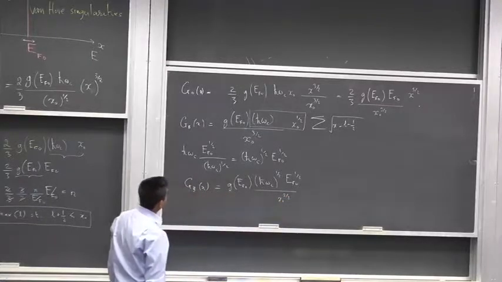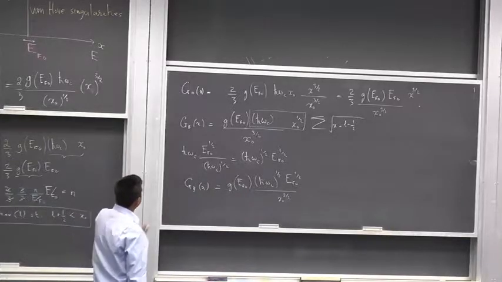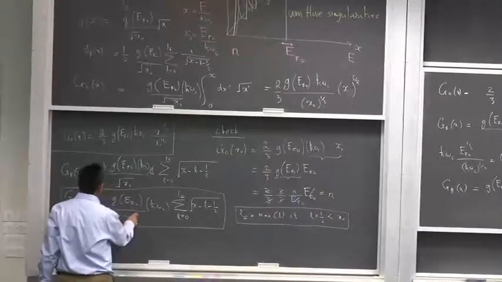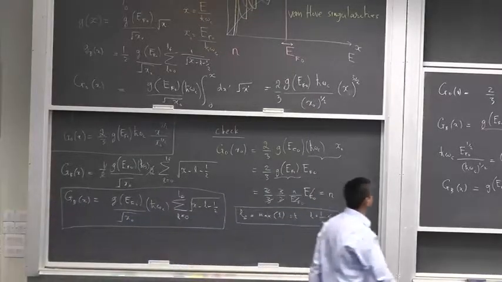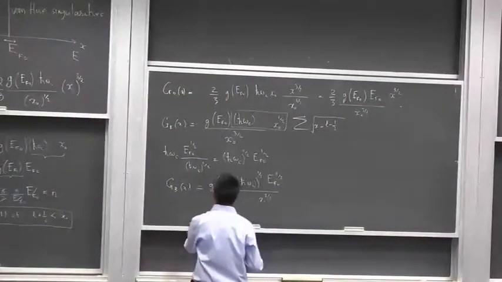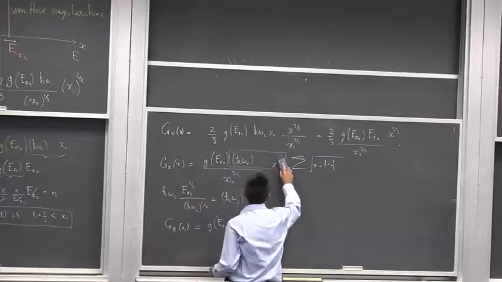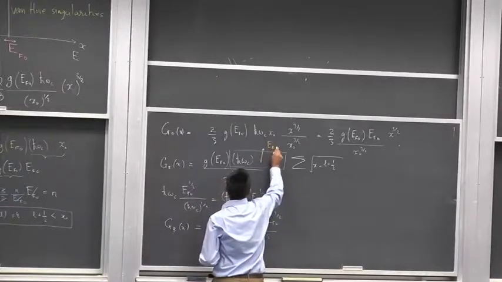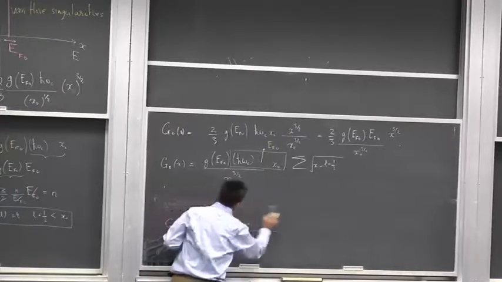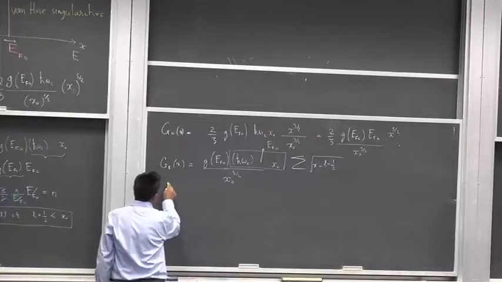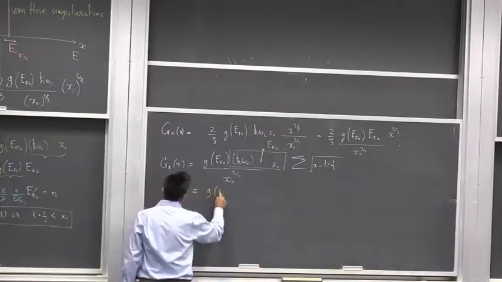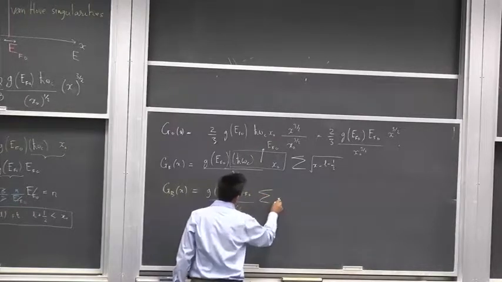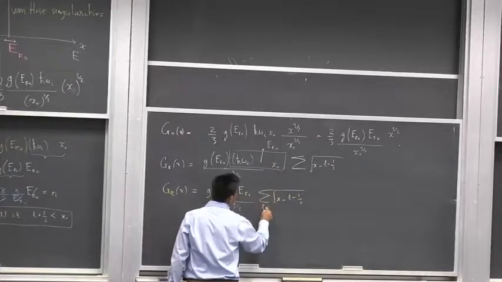Sorry. I just missed out that x0 under root, so I need an x0 here, right? So this thing over here is E_F0. Sorry. This means my g_B(x) is g E_F0 over x0 to the 3 by 2, sum over the square root of (x minus L minus 1/2), where L goes from 0 to L_F.